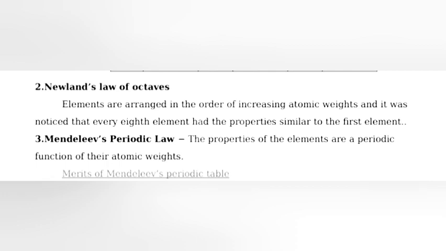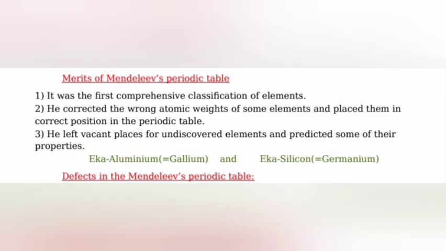Merits of Mendeleev's periodic table. 1. It was the first comprehensive classification of elements. 2. He corrected the wrong atomic weights of some elements and placed them in the correct position in the periodic table. 3. He left vacant places for undiscovered elements and predicted some of their properties.